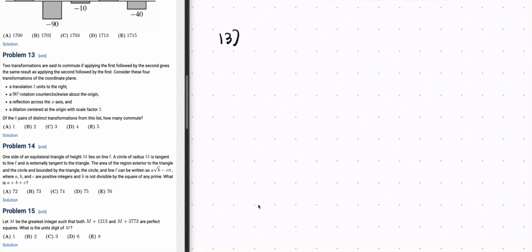Okay, problem 13 now. Two transformations are said to commute if applying the first followed by the second gives the same result as applying the second followed by the first. We are given 4 transformations and we need to find how many commute. So let's let the first transformation T1 equal translation 2 units to the right. So that gives us x plus 2 comma y.